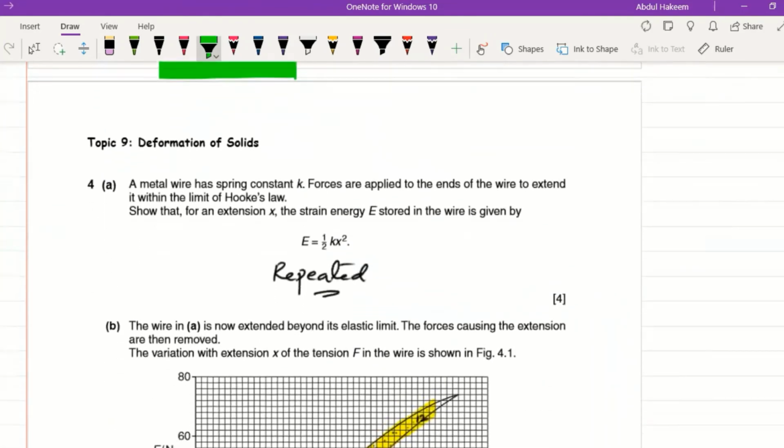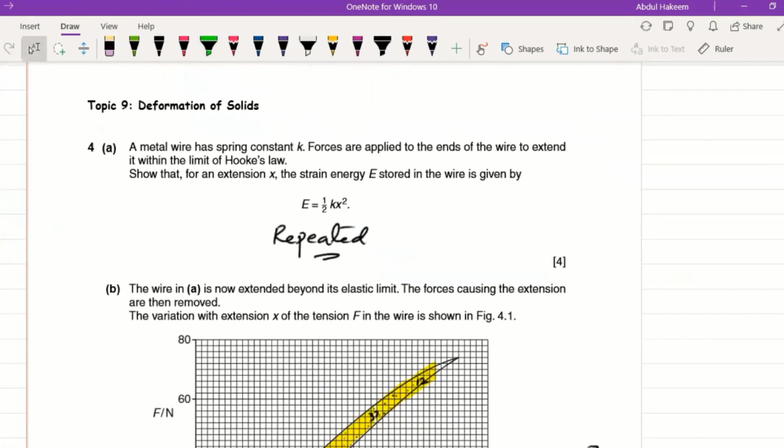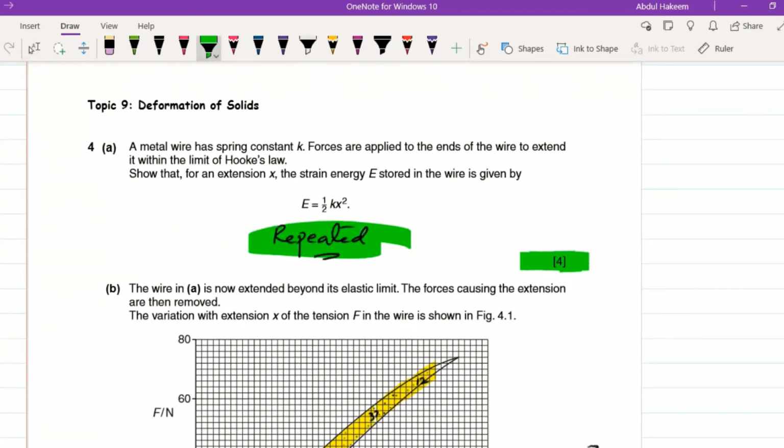Next, number 4. A metal wire has a spring constant K. Forces are applied to the ends of the wire to extend it within the limit of Hooke's law. Show that for extension X, the strain energy E stored in the wire is given by this. So look, this is repeated. We have already done it, 4 marks.